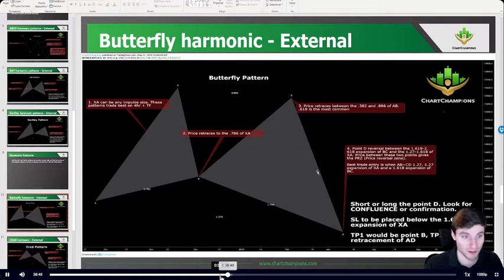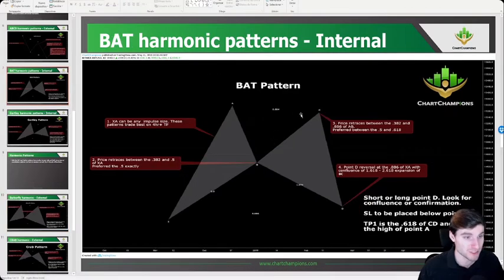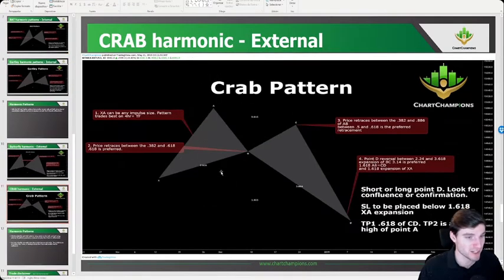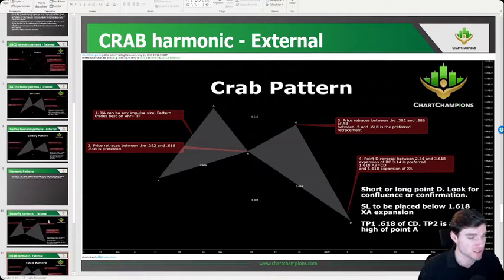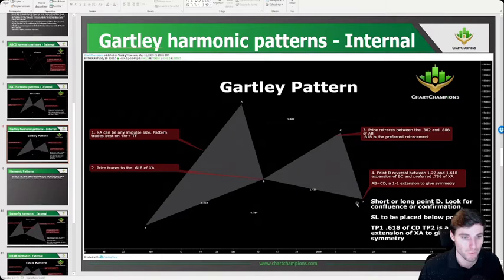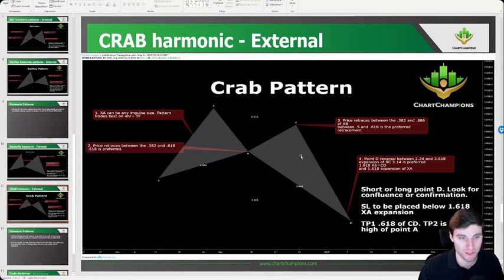We're now coming into the external region, and the next two that I want to cover are the butterfly and the crab. What you might notice is that the bat here can easily turn into the crab. So you have to be a little bit careful because it starts off very similar, or for example, this could be a Gartley 618 and then turn into a crab. This is why you have to see confluence when you're longing the D, because otherwise you could long D here and then it turns into a crab and you're like, oh, what the hell, I just longed here. That's why you need to see confluence.